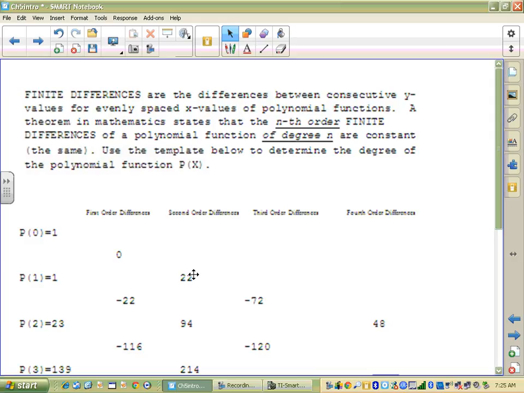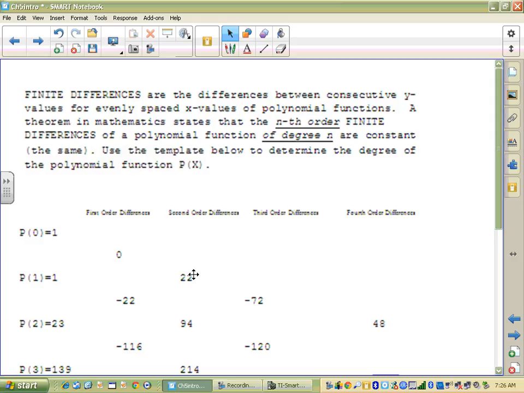Okay? The y value when x is 1 is 1. So in other words, this function would go through the point (0, 1) and then (1, 1), which seems kind of weird. It seems like a flat line or a horizontal line at first. But then when x is 2, the y value is 23.